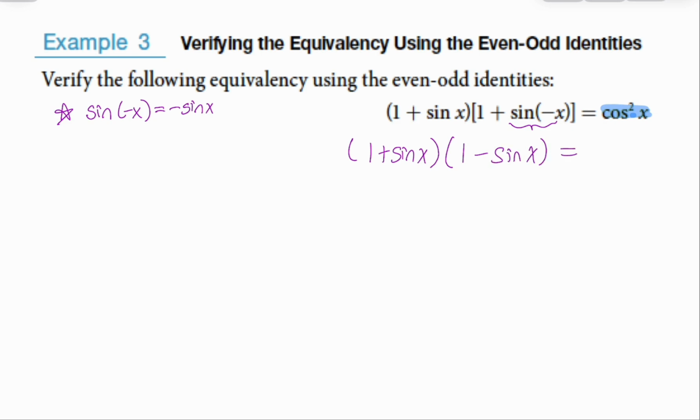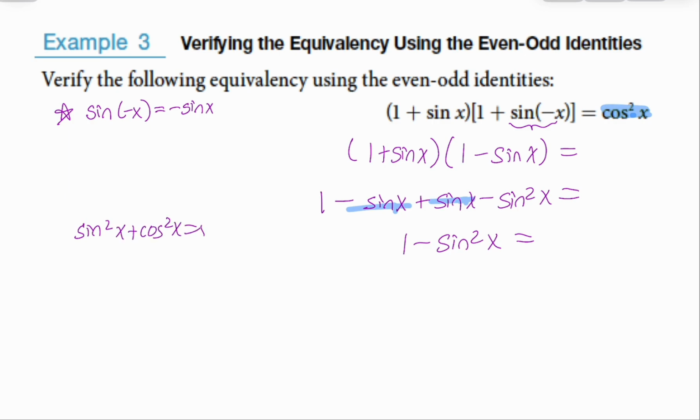Again, we're not touching the right side. Now, algebraically, this should remind you of the difference of squares, a squared minus b squared. This should multiply out nicely. So let's multiply it out, show every step. Remember, verifications, you have to show every single step. So this is going to be 1 minus the sine plus the sine minus the sine squared of x. Show that these two cancel. We get 1 minus the sine squared. Oh, that's a Pythagorean identity. I know that sine squared plus cosine squared is equal to 1.